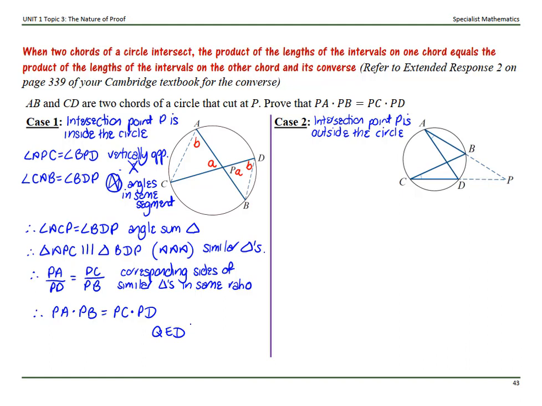For case 2, where P, the intersection, is outside the circle, we can already see it marked, but angle BAD has to equal angle BCD. So you can see that slightly there. And that's the butterfly. Angles in the same segment.